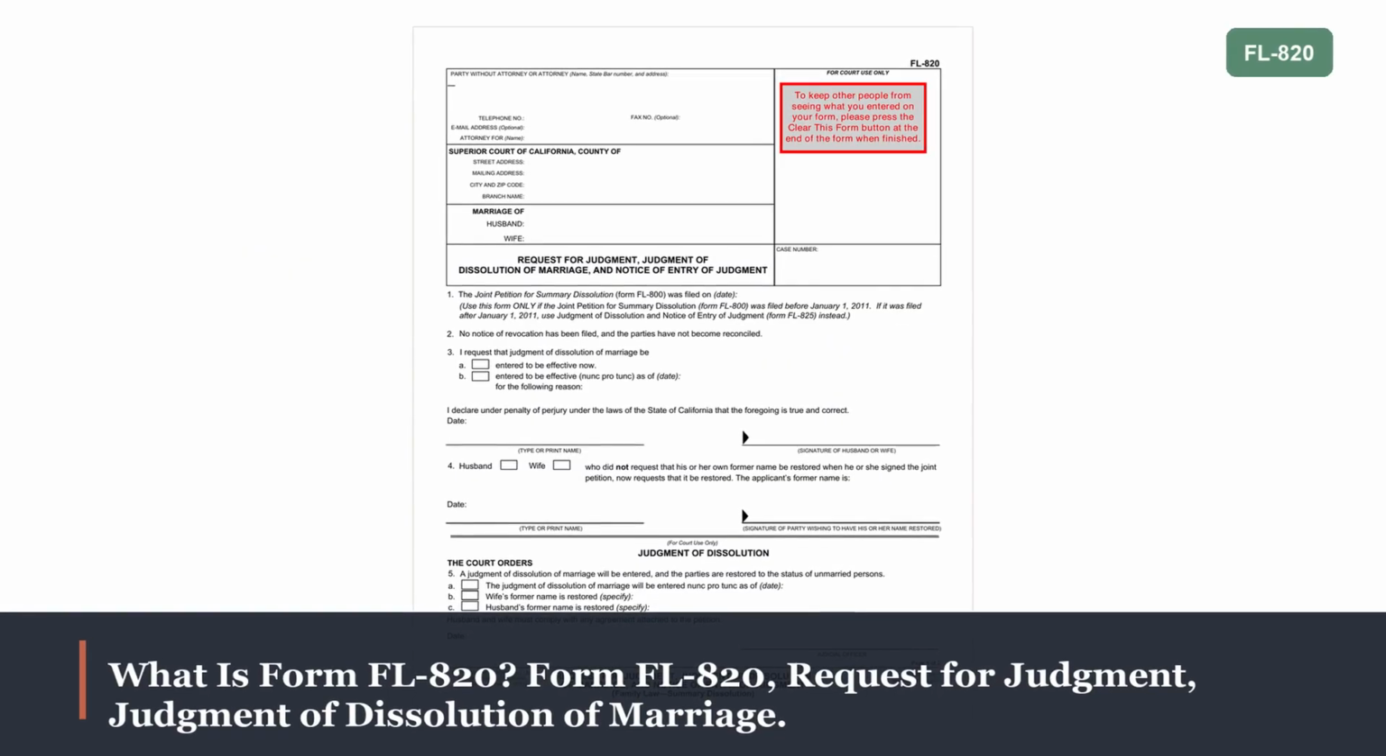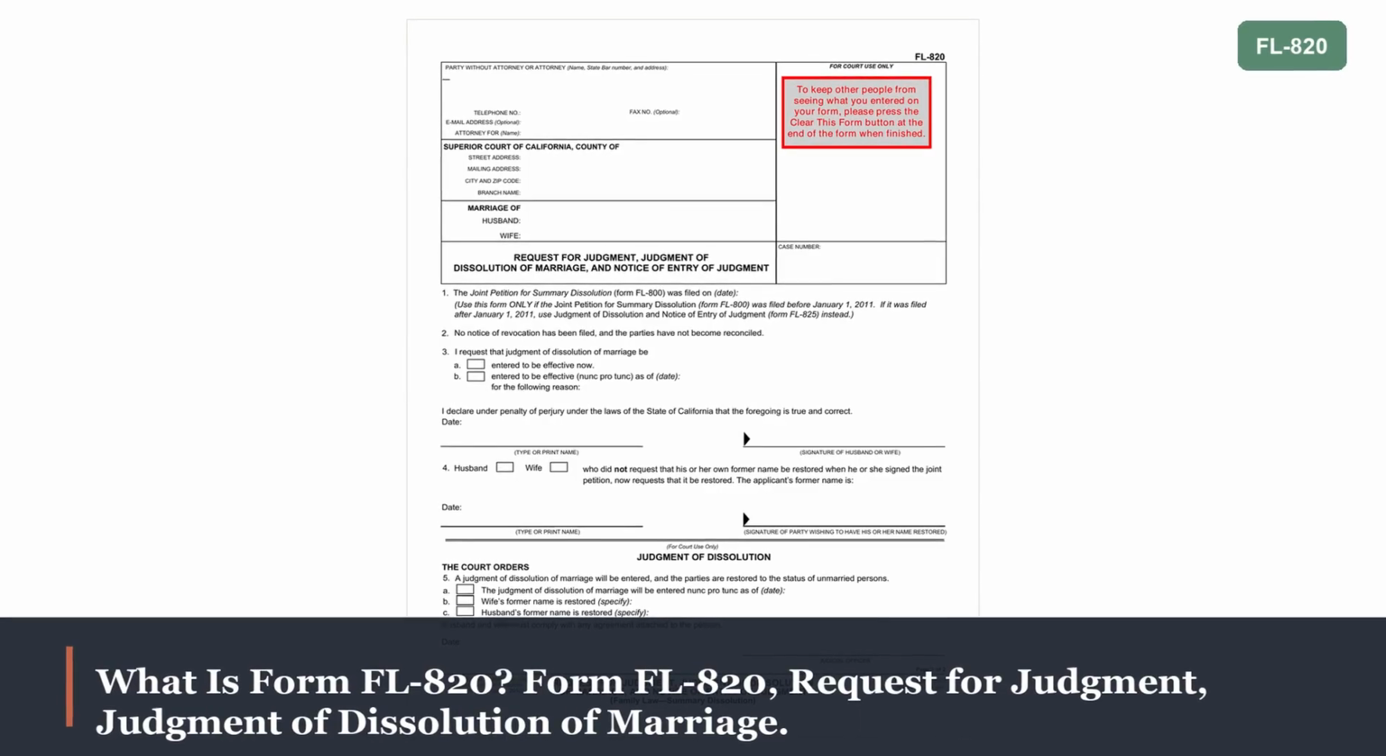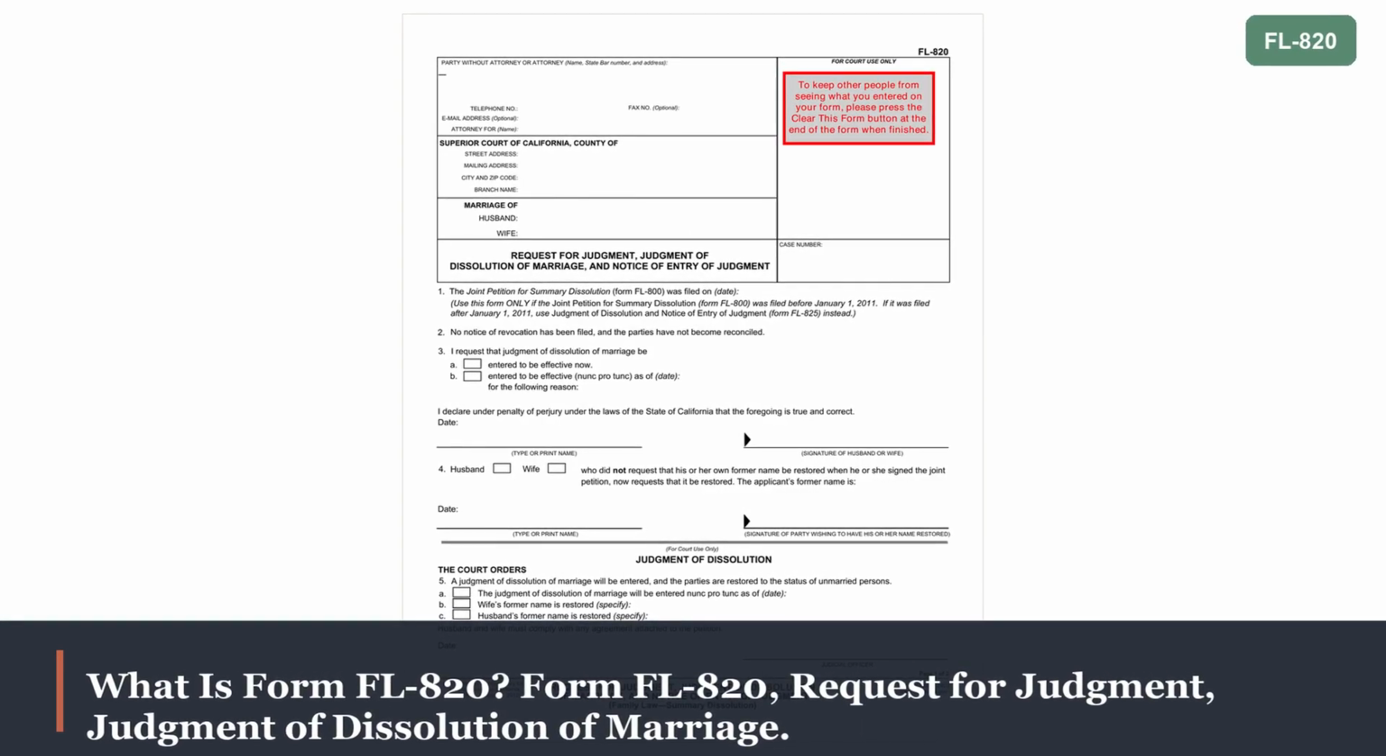What is Form FL-820? Form FL-820, Request for Judgment, Judgment of Dissolution of Marriage, and Notice of Entry of Judgment, is a California Judicial Council form used in the summary dissolution process under Family Code Section 2403. It does two things in one document. It lets a spouse formally request that the court enter a judgment of dissolution, and it serves as the judgment and notice of entry once a judge signs it.